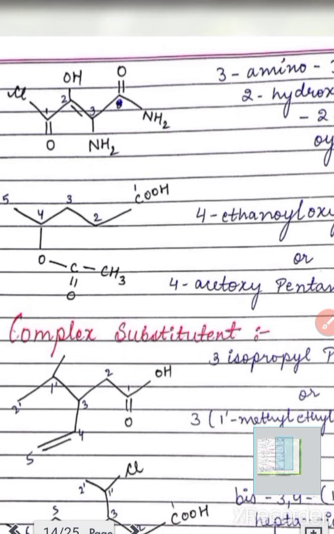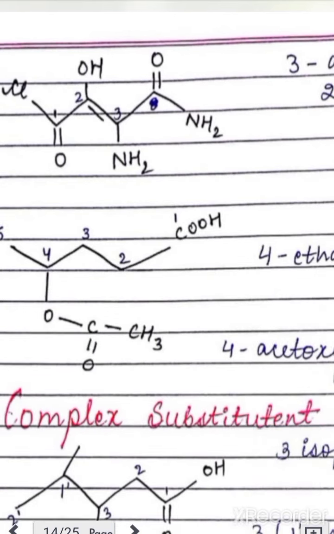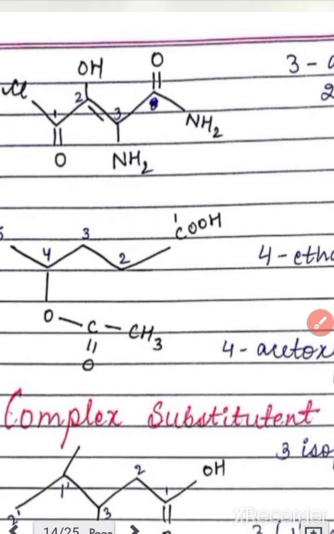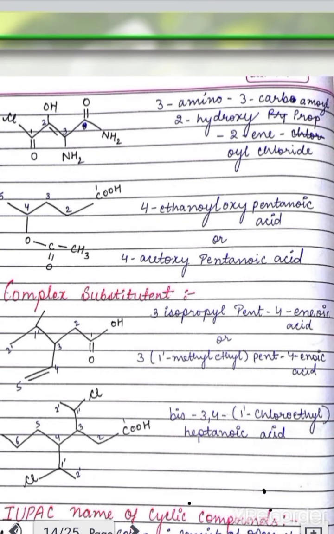In this example, this will be the main parent carbon chain, and this group will form the base name, and the rest will be treated as the substituent. So look at its name. At third position we have an amino group.